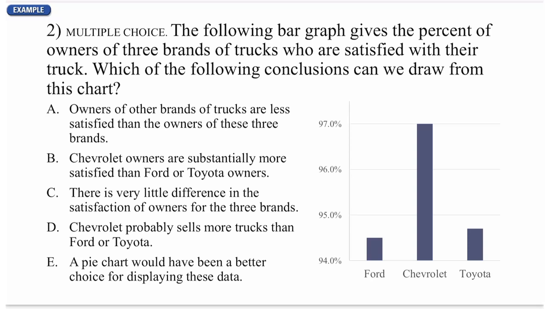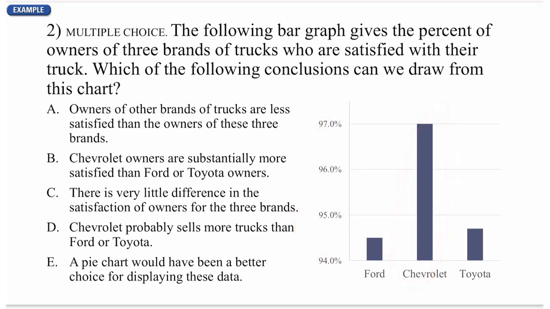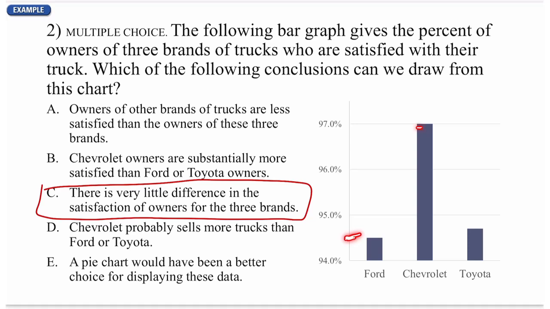One thing to notice here is that this bar graph is very misleading, because you have the very lowest measure as 94% and the highest measure as 96%. If you weren't paying attention to that, you might think the Chevrolet drivers are very much more satisfied with their vehicle than the Ford drivers or the Toyota drivers. But in fact, the answer is C. There's very little difference in the satisfaction of the owners for the 3 brands. I'm talking 94% versus, well, this would be more than 94. This would be like 94.5, up here to 97, it might be 94.8 or something like that. So those are pretty close measurements.